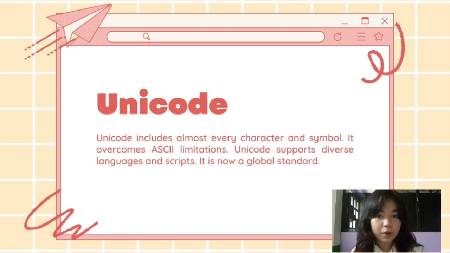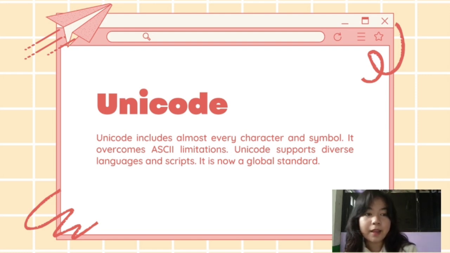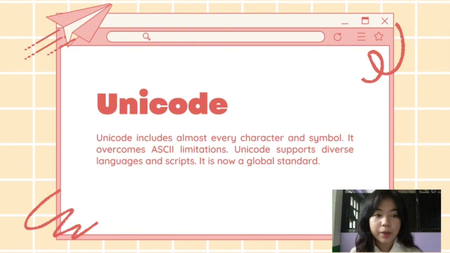Moving on to Unicode. Unicode includes almost every character and symbol. It overcomes ASCII's limitations. Unicode supports diverse languages and scripts. It is now a global standard. Comparing Unicode to ASCII, Unicode is more global, versatile, and comprehensive.